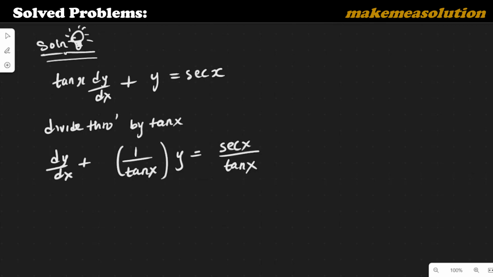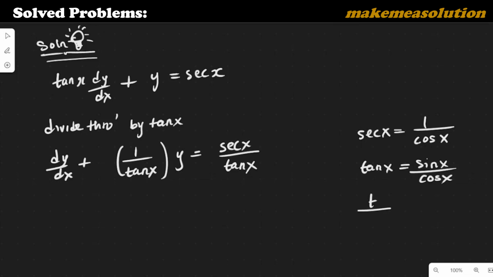Now let's remember some identities. Sec x is equal to 1 over cos x, and tan x is the same thing as sin x over cos x. The reciprocal of tan x is the same thing as cos x over sin x. So we're going to keep these identities in mind as we proceed.